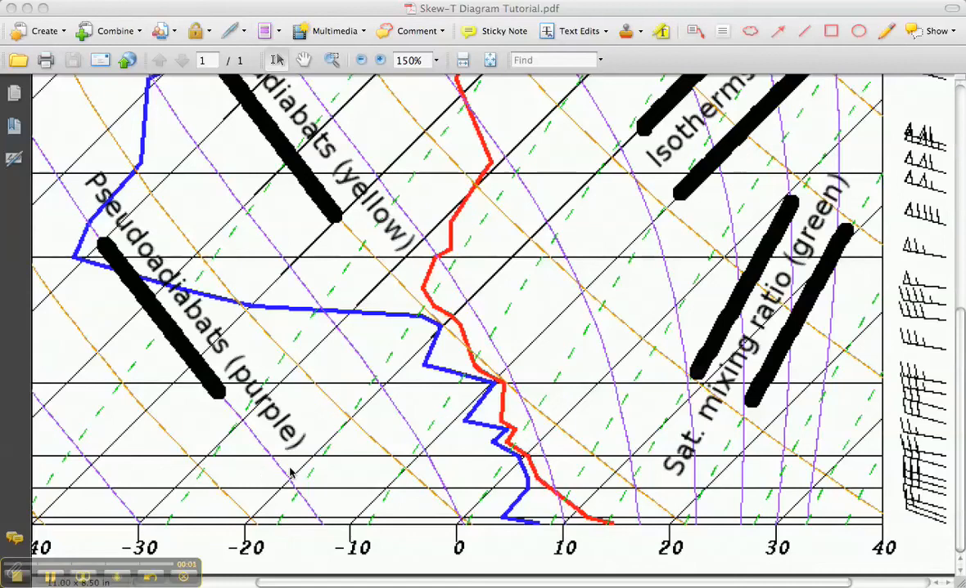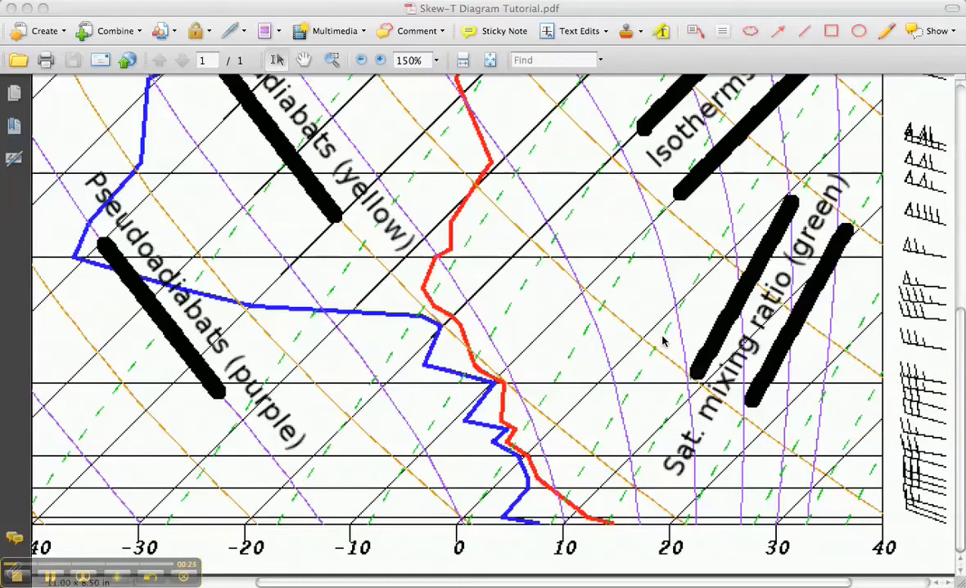Okay, in part three, we're going to talk about the saturation mixing ratio. These particular lines, at least in this particular example, are the dashed green lines. And notice they go from lower left to upper right. And these are going to be measured in grams per kilogram.